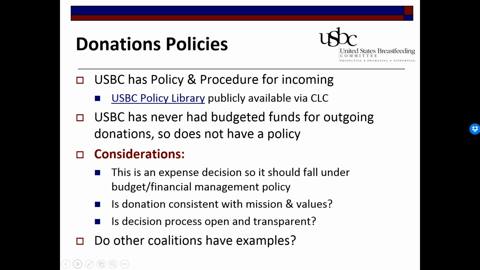But open it up to your membership for suggestions, have an application process. What are some ways that you could do that with your coalition's structure and process? And then your board might have a set of examples that they could consider and allocate that $250 accordingly. So those are a few considerations that I could think of.